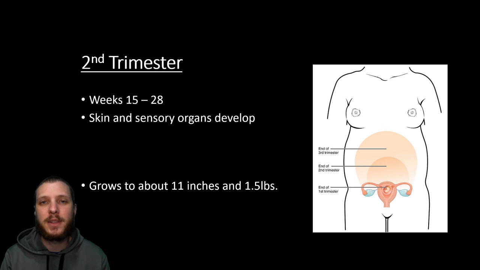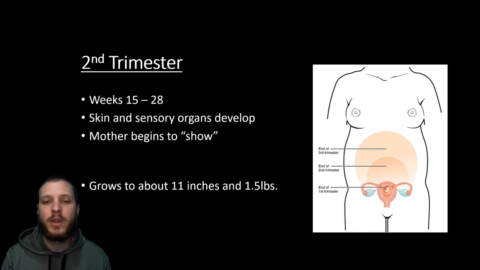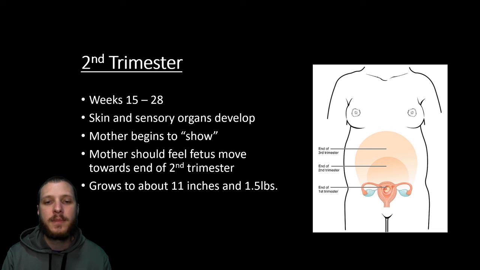Looking at the second trimester, this is weeks 15 to 28, and this is when you see the development of skin and other sensory organs. So at this point, the baby's going to grow about 11 inches and 1.5 pounds. This is going to be when the mother begins to show, so you can visibly see the pregnancy from the outside. And the mother should feel the fetus move towards the end of the second trimester.